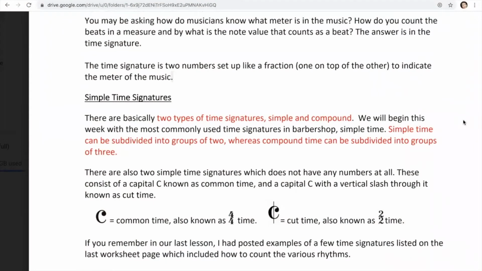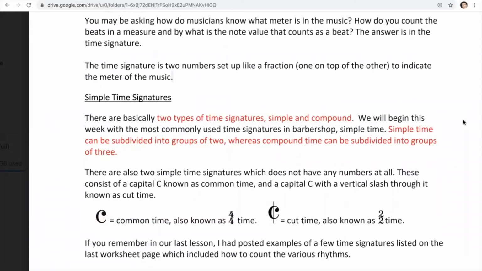You may be asking, how do musicians know what meter is in the music? How do you count the beats in a measure, and what is the note value that counts as a beat? The answer is in the time signature. The time signature is two numbers set up like a fraction, one on top of the other, to indicate the meter of the music. Simple time signatures.